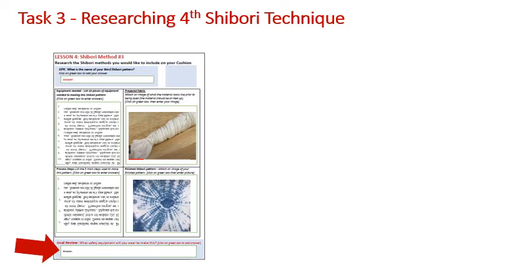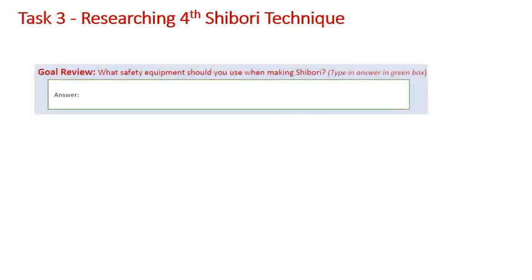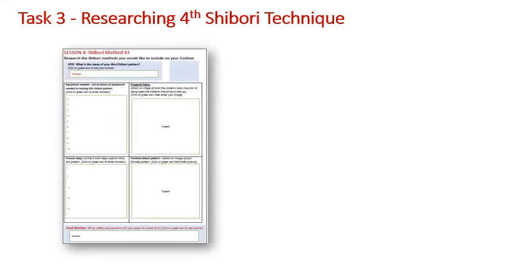And finally, we do a goal review. So we're asking a question that will make you reflect upon what you've done in this worksheet and what you've learnt. And the one thing I'd like to know this time is, what safety equipment should you use when making Shibori? Have a think about what they used and what they wore to protect themselves. Okay, and write the answer in this green box. Click in the box, type in your answer, and you're finished.